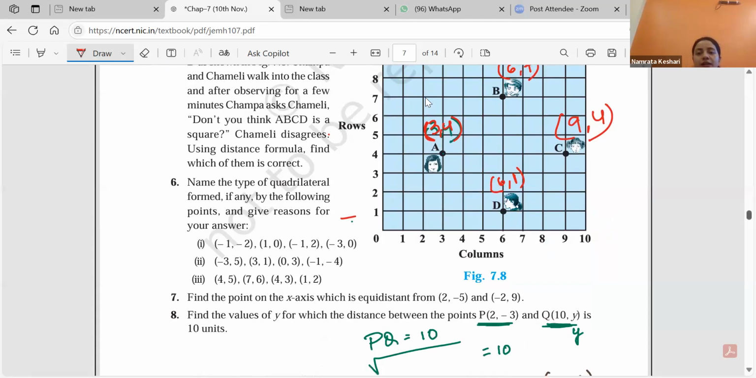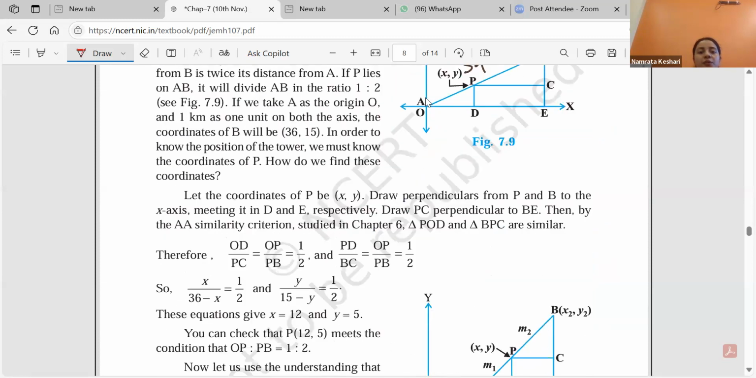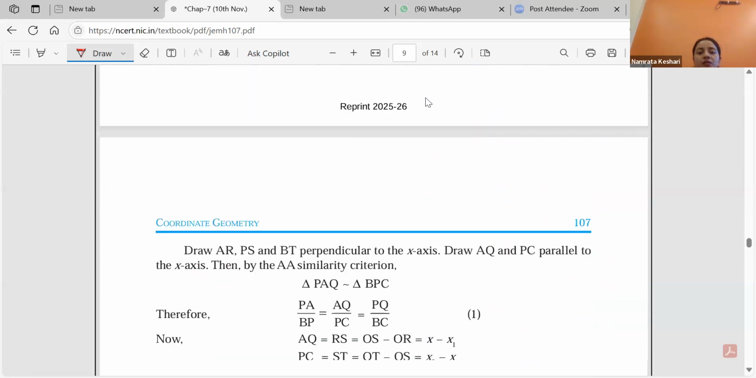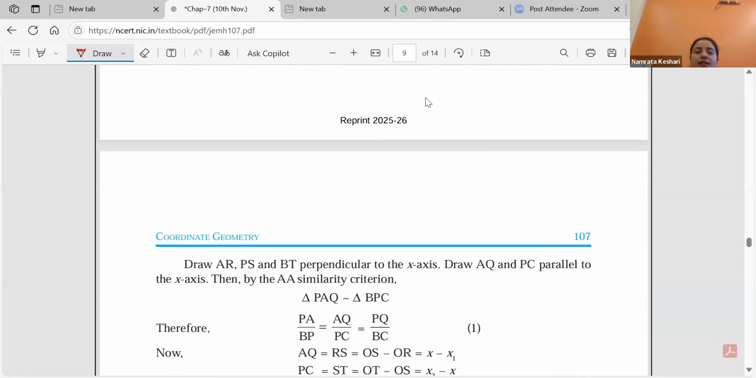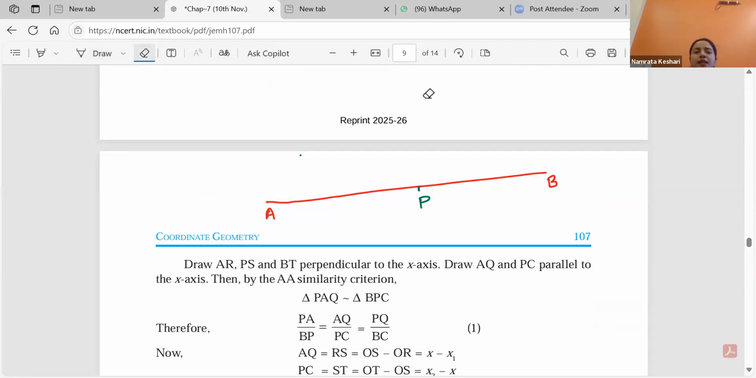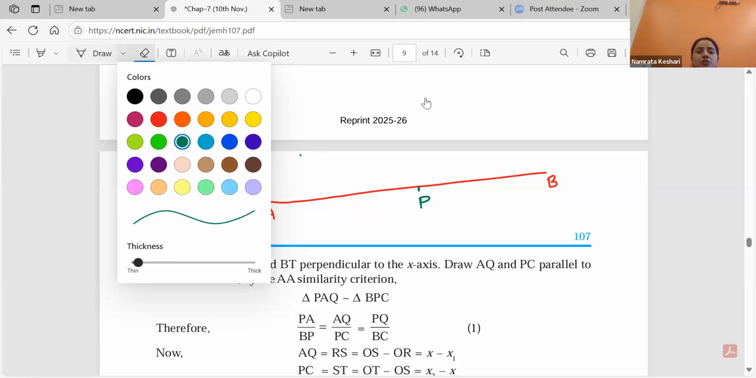So yes, we are done with distance formula. Now today we will be starting with section formula. Section formula says that if you have a straight line AB and there is a point P dividing your line in the ratio 1 is to 2, or maybe 2 is to 3, or in any ratio. The point P is dividing the line in any ratio. We just know the ratio.